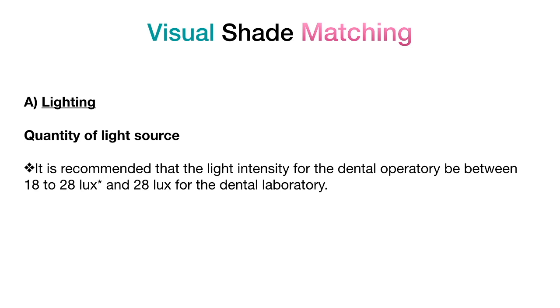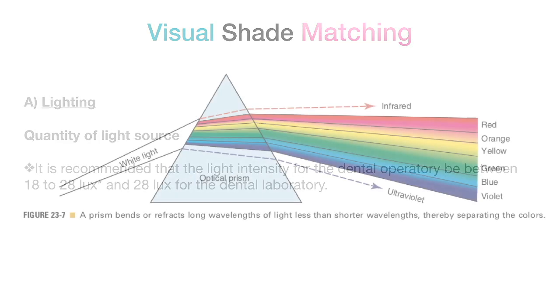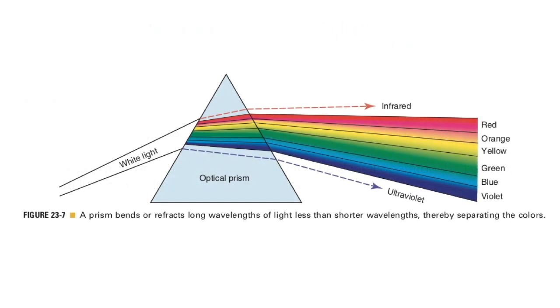What about it? That means in the dental operatory, it should be between 18 to 28 lux, and 28 lux for the dental laboratory. We can see that with an optical prism, the white light contains all the colors. We have three primary colors: red, blue and yellow.